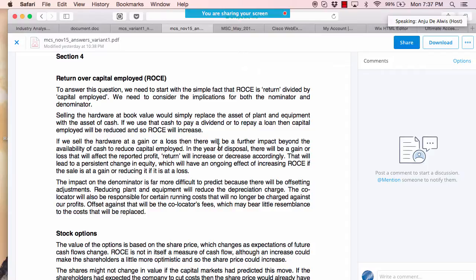So the answer to this question, we need to start with a simple fact that ROCE is a return divided by capital employed, right? And selling the hardware at book value would simply replace the asset of plant and equipment with the asset of cash. If we use that cash to pay the dividends or repay a loan, then capital employed will be reduced, so the ROCE will increase. Right? If we sell the hardware at a gain or loss, then there will be a further impact beyond the availability of cash to reduce the capital employed. In the year of disposal, there will be a gain or loss that will affect the reported profit. Return will increase or decrease accordingly. That will lead to a persistent change in equity, right?